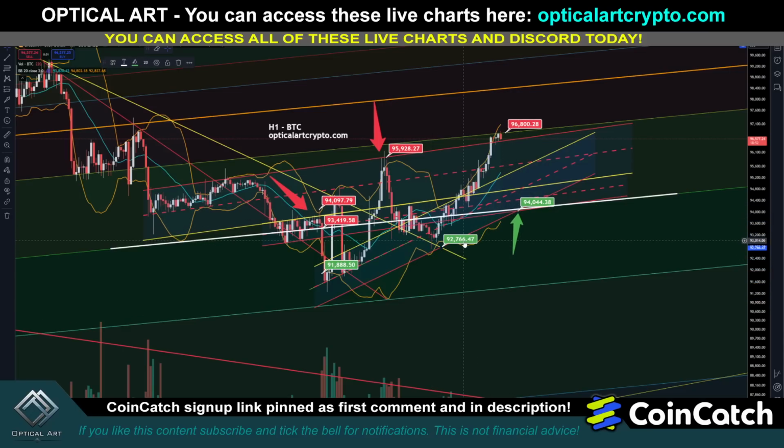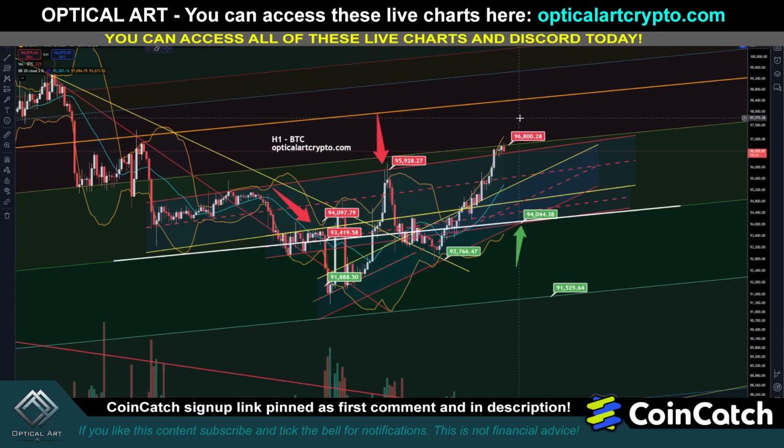If that breaks, well, then we're probably heading down to around 91,500. That would be bearish if we break 94K. If we do push up, the next resistance level to pay attention to is around 98K, just above maybe.